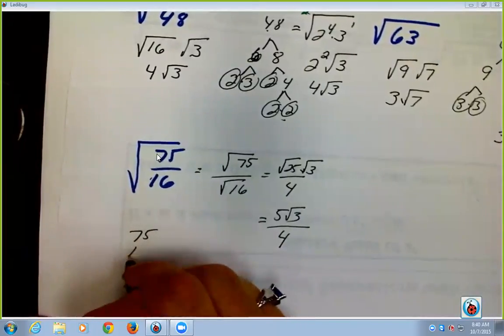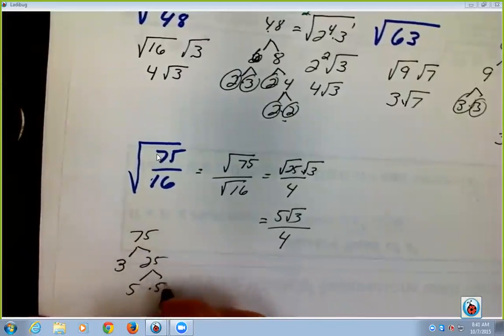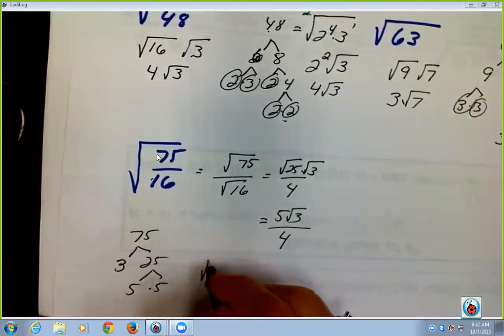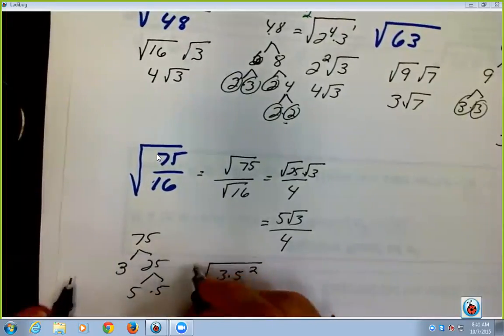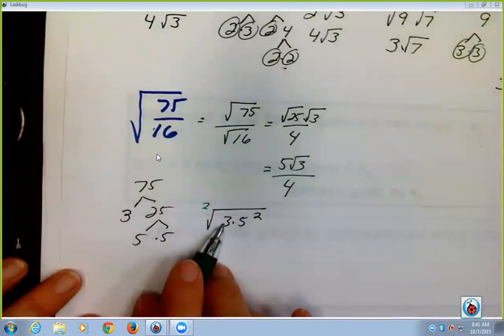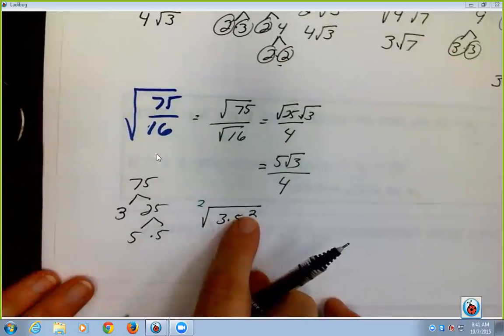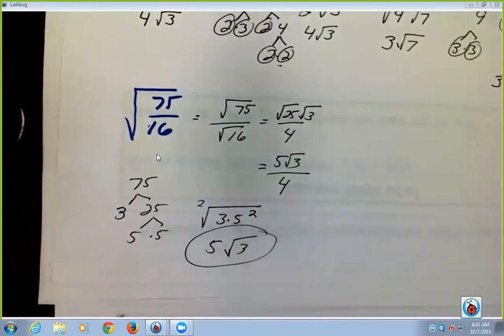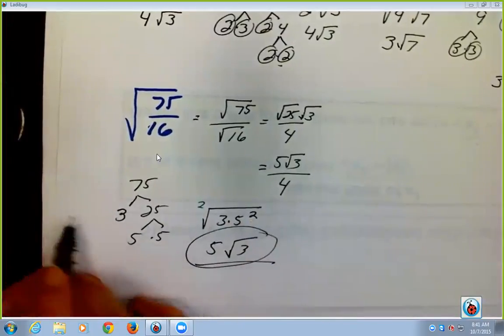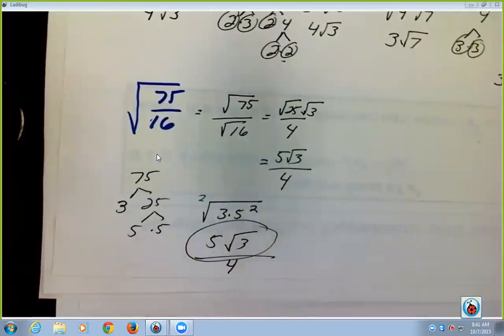And take 75, and it's 3 times 25. 25 is 5 times 5. So I end up having 3 times 5 squared. Again, my index is 2, so it doesn't go into 3, but 2 will go into 2 on the 5 once, and that makes me pull out a 5. So my answer is 5 times the square root of 3 all over 16, which was 4. So I don't know. Thoughts? Guys, okay? Yes.